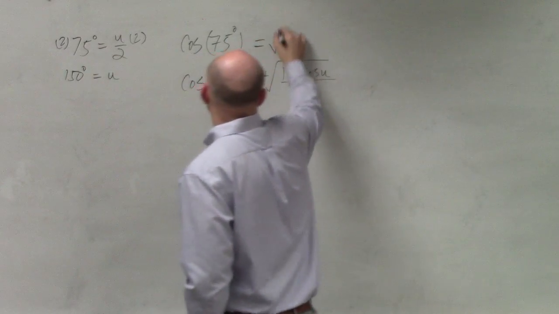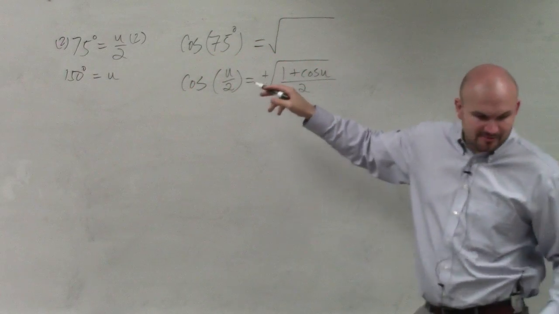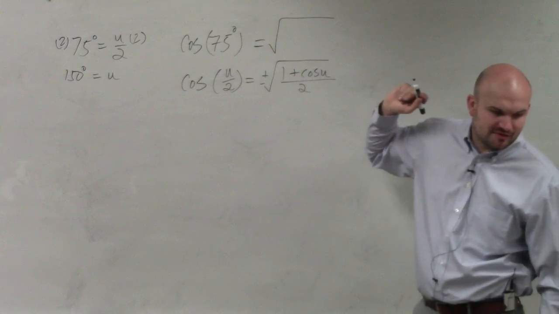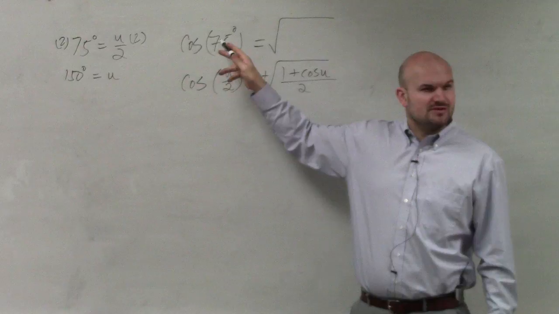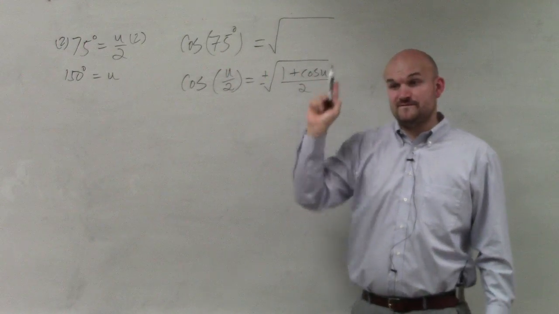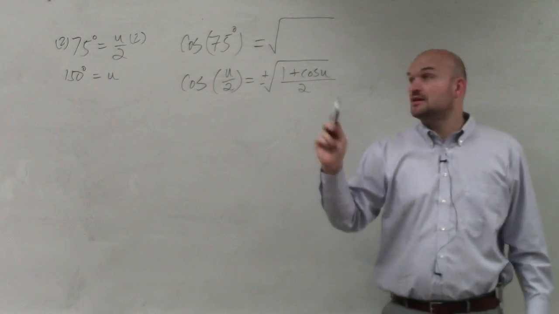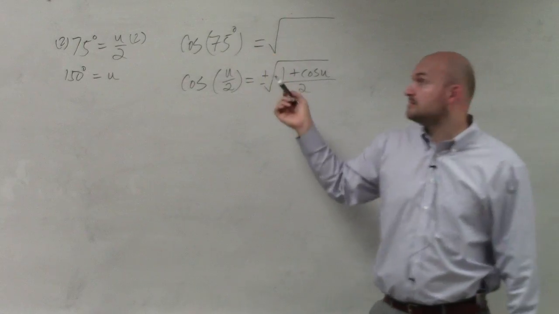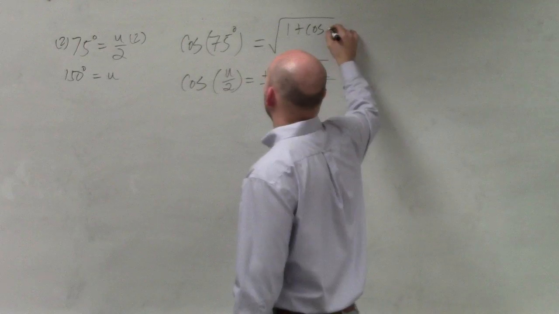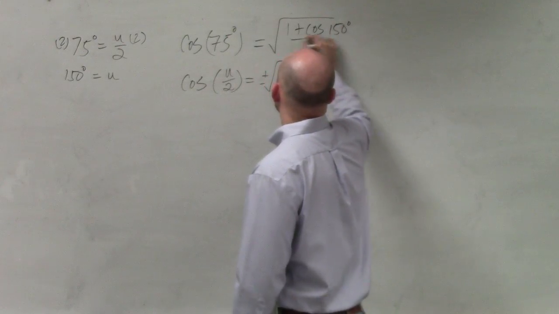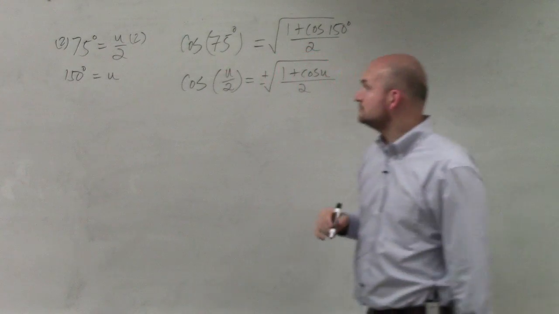So now, when I plug this in, to determine if it's plus or minus, if you guys read on there, it says the sign depends on the quadrant in which u over 2 lies. 75 degrees lies in which quadrant? First quadrant. Cosine is positive, so therefore it's going to be plus. So therefore I'd have 1 plus the cosine of 150 degrees all over 2.